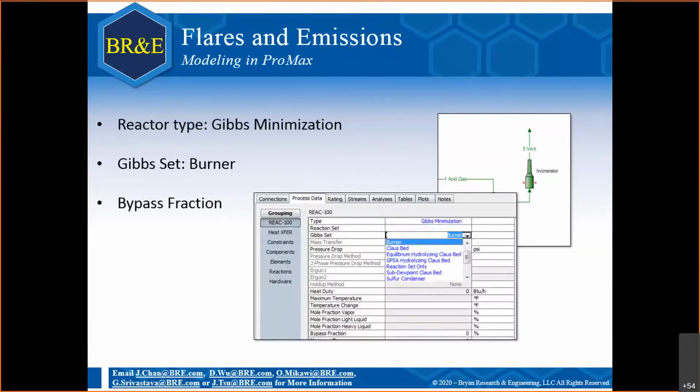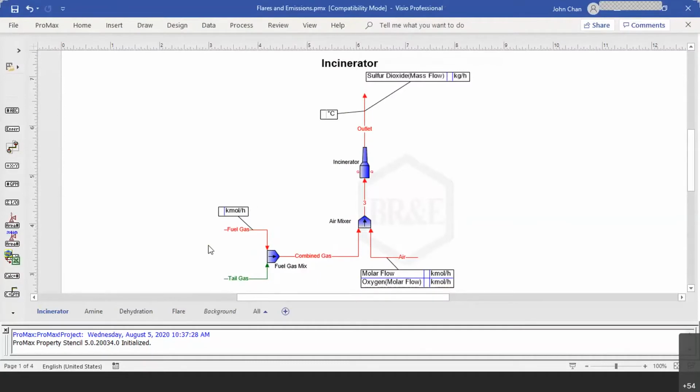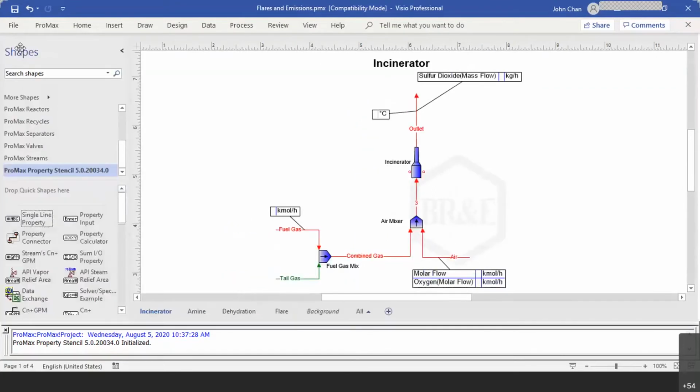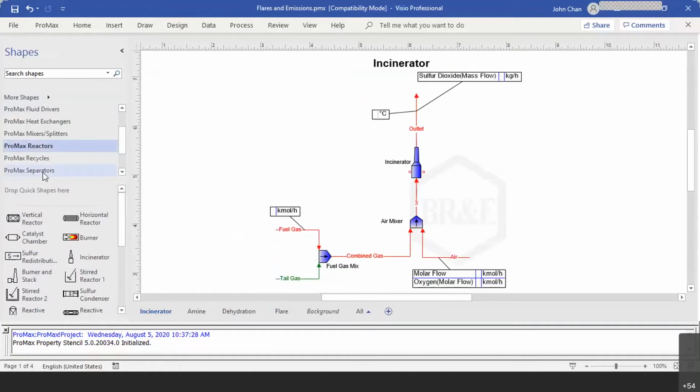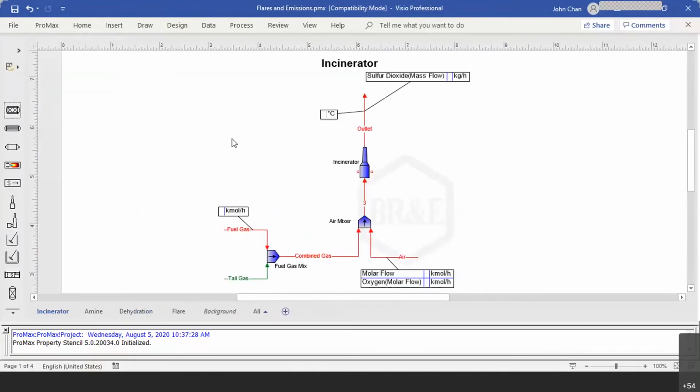Okay, let's take a look at the ProMax model. So let's take a look at the ProMax shapes. In ProMax, when you want to model an incinerator or thermal oxidizer, you need to select the shapes from the ProMax reactors. So we have these blocks, and what I did was I dragged out this block, incinerator, onto the flow sheet. So we have this incinerator here.